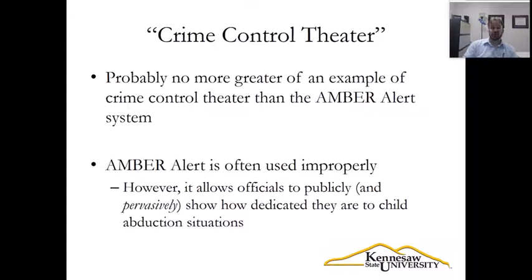It does allow officials to publicly and persuasively show how dedicated they are to child abduction situations. And so, rightfully so. One of the worst things we can possibly think about as far as crime is something happening to a young child. Being abducted, being molested, things like that. And so these things should be dealt with aggressively and attempted to be resolved as quickly as possible.